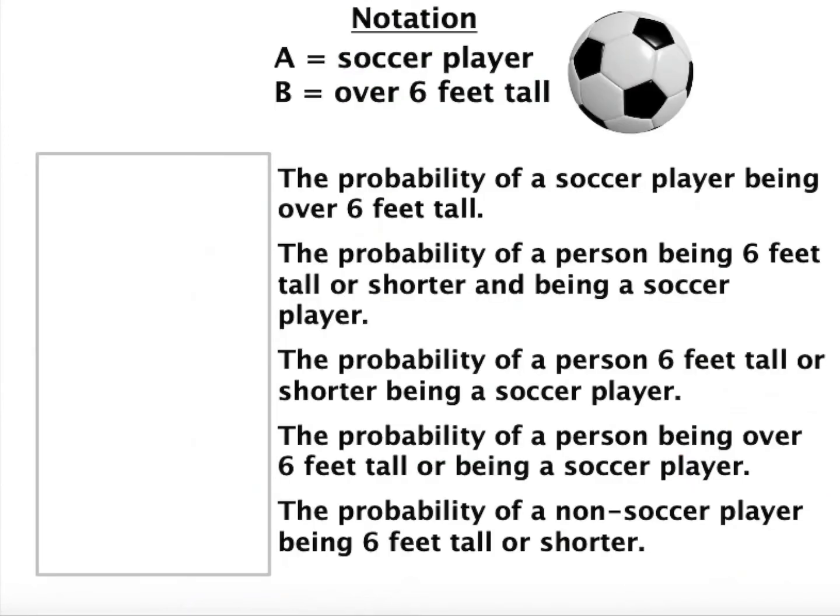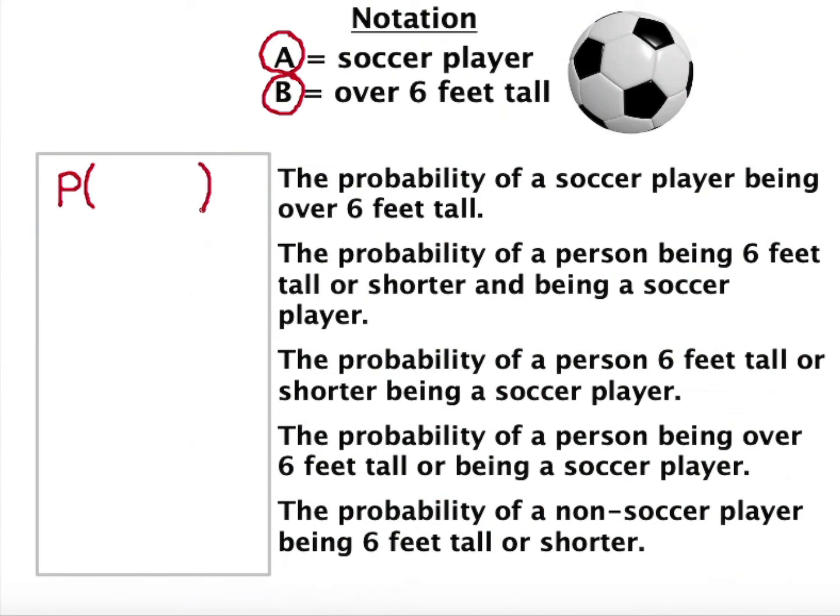Finally, I wanted to go over that notation some more because I think that if you can get the notation down, that's going to help you on some of these more complicated problems. So in this example, the event A is being a soccer player, and event B is being over 6 feet tall, and we are going to first of all write the notation for the probability of a soccer player being over 6 feet tall. So we're going to say the probability of.